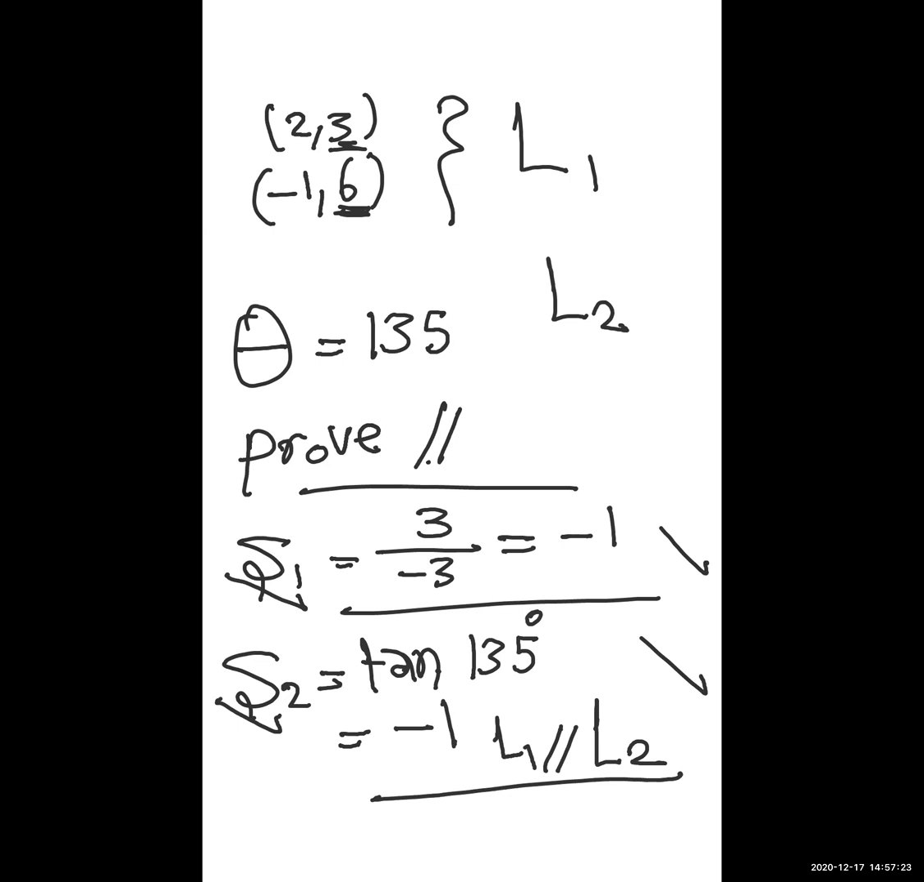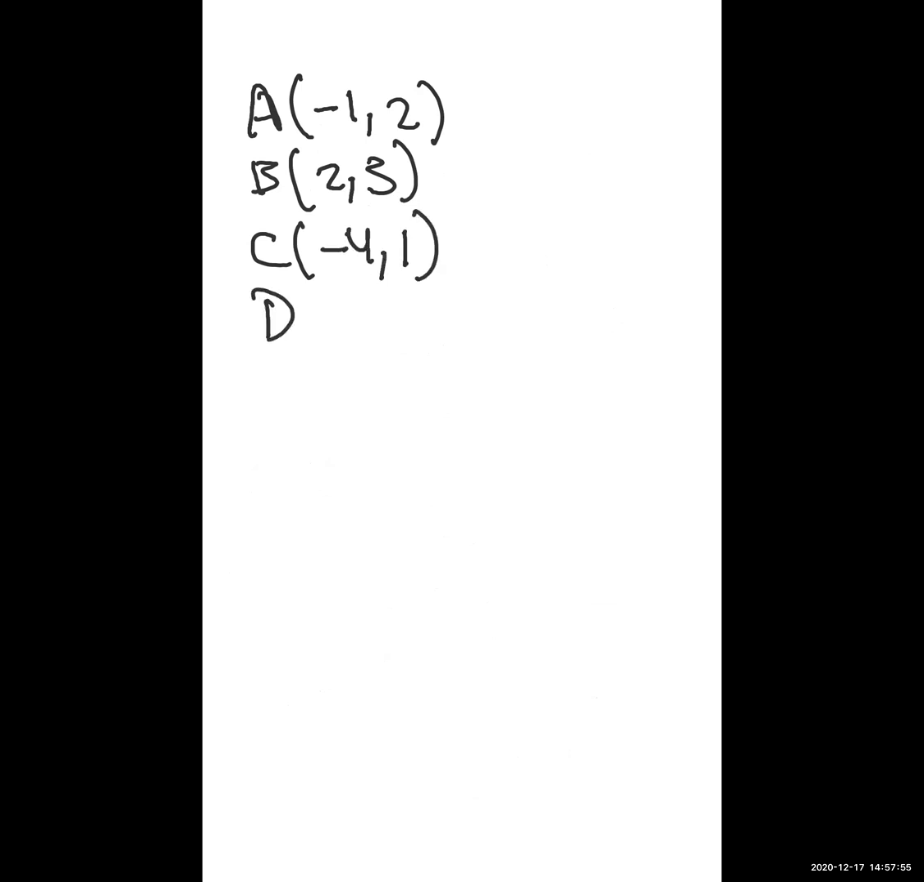Okay, great. Let's solve one more example related to this. If A is negative 1 and 2, and B is 2 and 3, and C is negative 4 and 1, and D is x and 2, are 4 points in a Cartesian coordinates plane, AB is parallel to CD. Find the value of x.